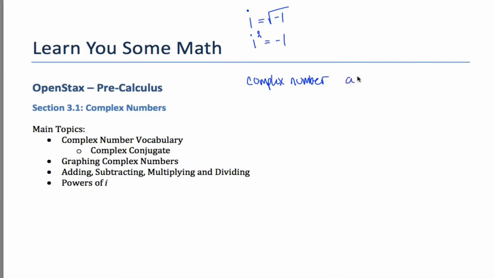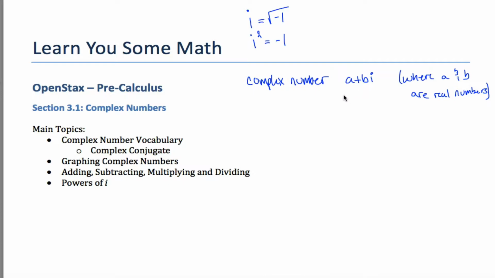a + bi, and maybe parenthetically I'll write where a and b are real numbers. And that's all a complex number is. So an example of a complex number would be 2 + 3i. That's a complex number. Another example of a complex number would be 5, because 5 can be written in this form. a would be equal to 5 and b would be equal to 0.